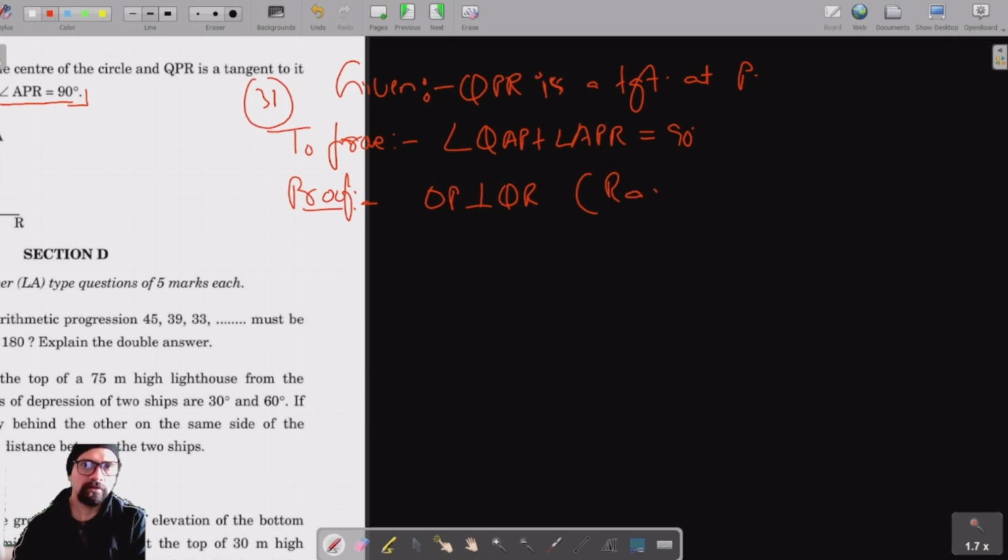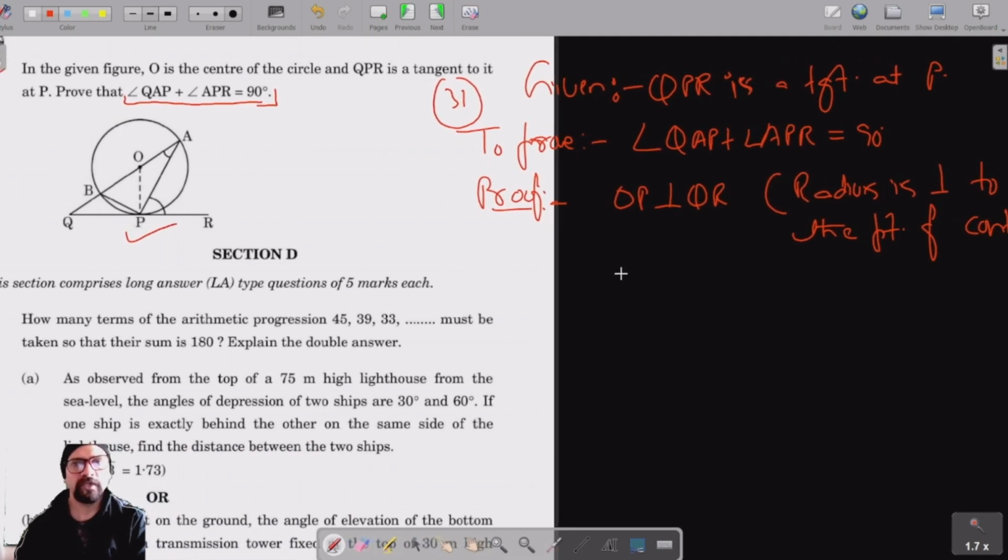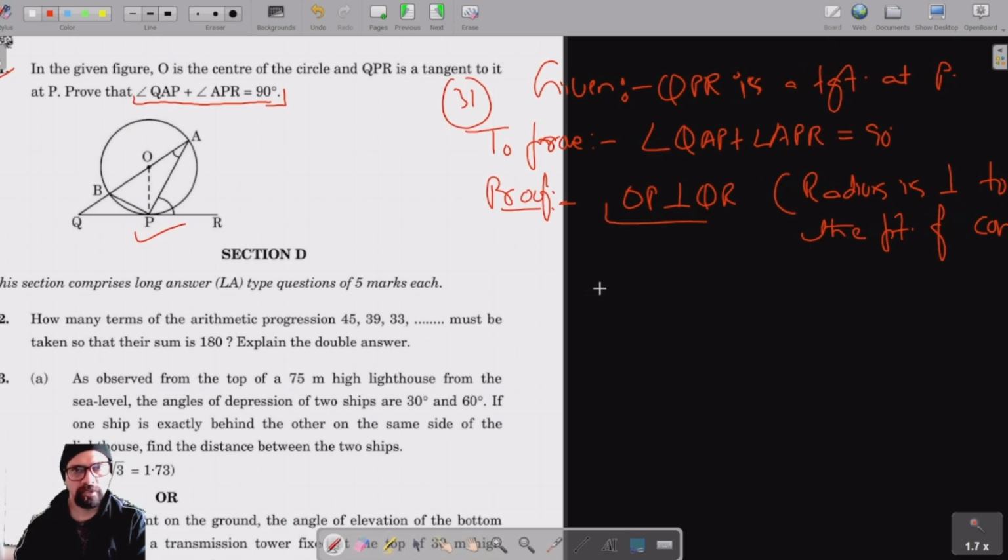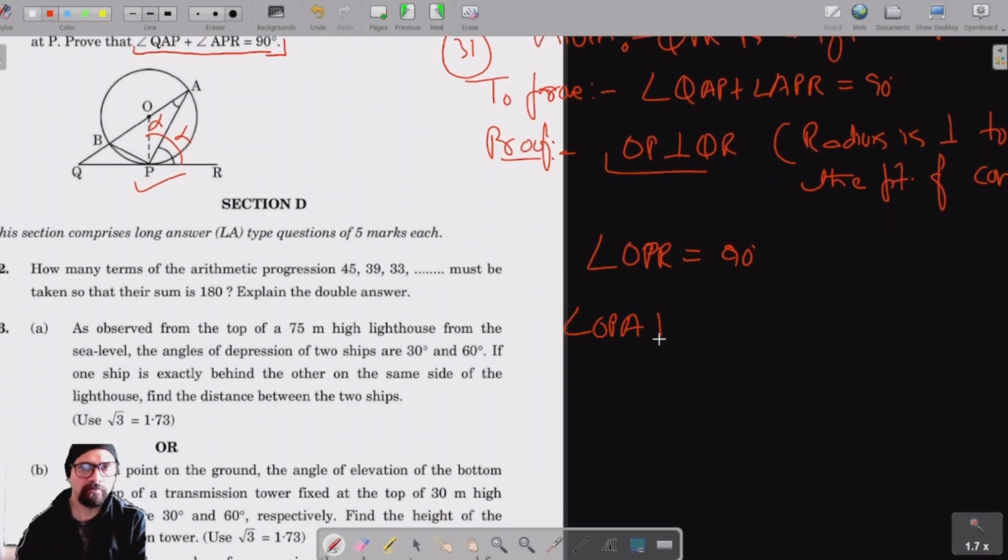The reason being, the radius is perpendicular to the tangent at the point of contact. Now, if OP is perpendicular to QR, that means angle OPR is equal to 90 degrees. This angle OPR is made up of two angles, angle OPA and angle APR, which add up to 90. So we have broken OPR into angle OPA and angle APR.